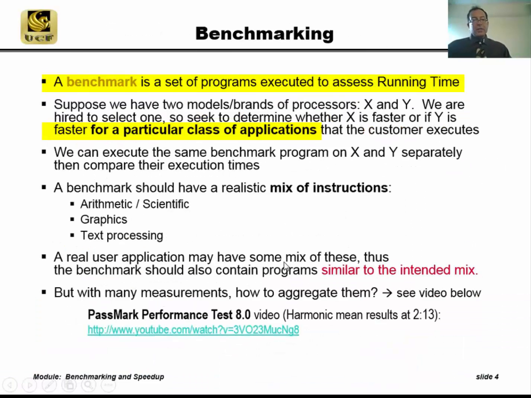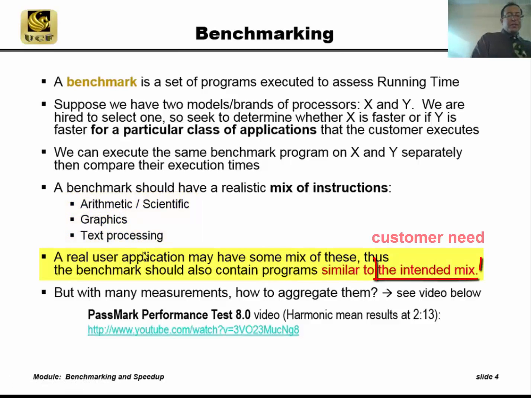Let's look at benchmarking. As I mentioned, benchmarking is a set of programs to measure execution time for a particular class of applications. For example, scientific, arithmetic computation is one class, graphics another class, text processing another class. Our job as a performance engineer is to look and see what is the user's mix of these different benchmarks in their real intended application. So if you have a customer that has a specific need, the better you understand that need, the better you can deliver a system that matches that within cost constraints.